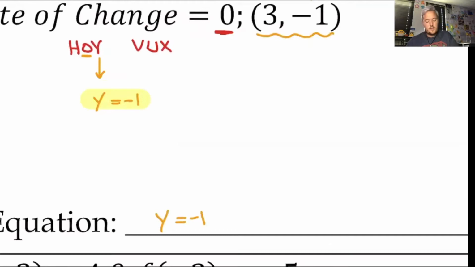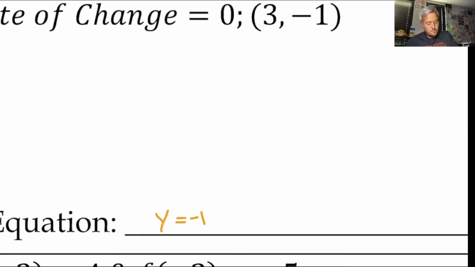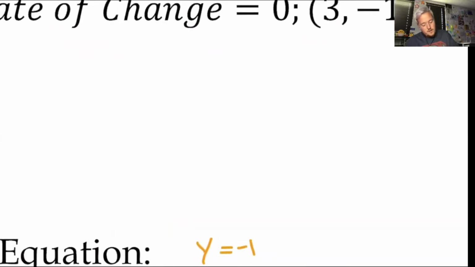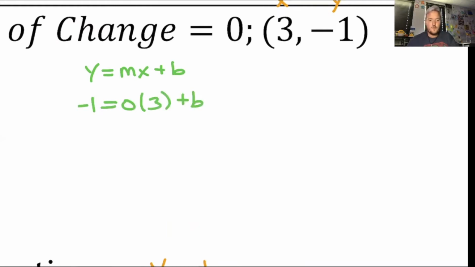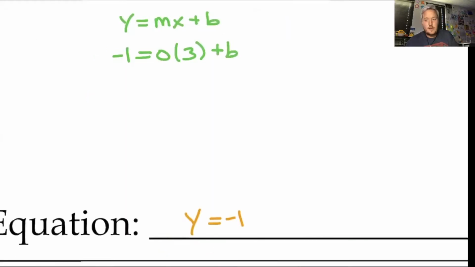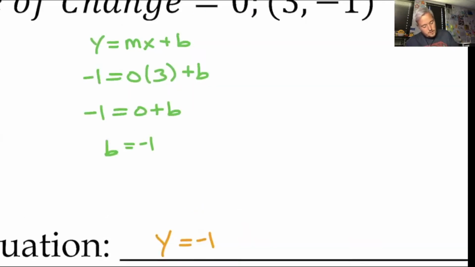All right, so that's kind of the shortcut way to do it, but I'm going to do this the old-fashioned way just so you can get the same idea. So if I start with slope-intercept form, I'm going to plug in the slope, and I'm going to plug in the coordinate. So for my y value, I have -1. For my slope, I have 0. For my x value, I have 3. And I want to solve for b. So anything times 0 just gives you 0. So you're going to have -1 equals 0 plus b, which just means that b is equal to -1.